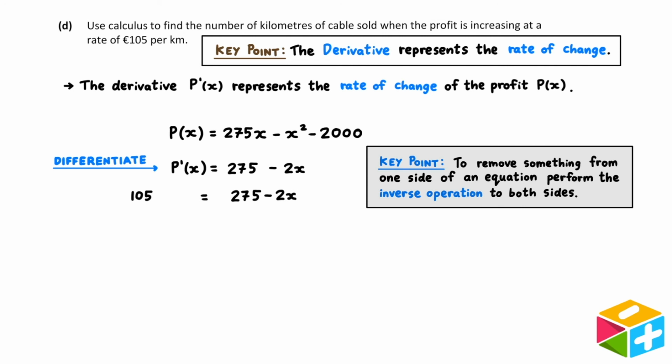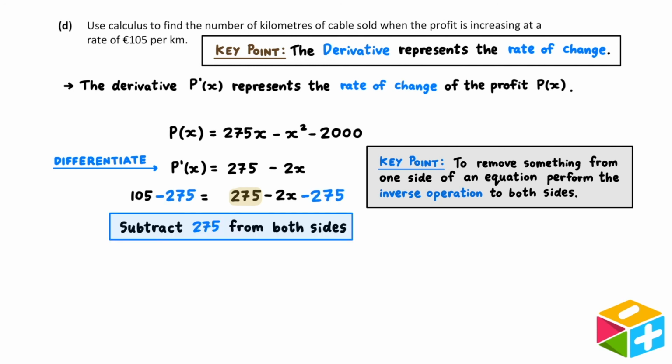The key thing to keep in mind is the following. To remove something from one side of the equation, we must perform the inverse operation to both sides. Here, let's start by removing the 275. This represents addition. The inverse of addition is subtraction, so to remove a plus 275, we should subtract 275 from both sides.